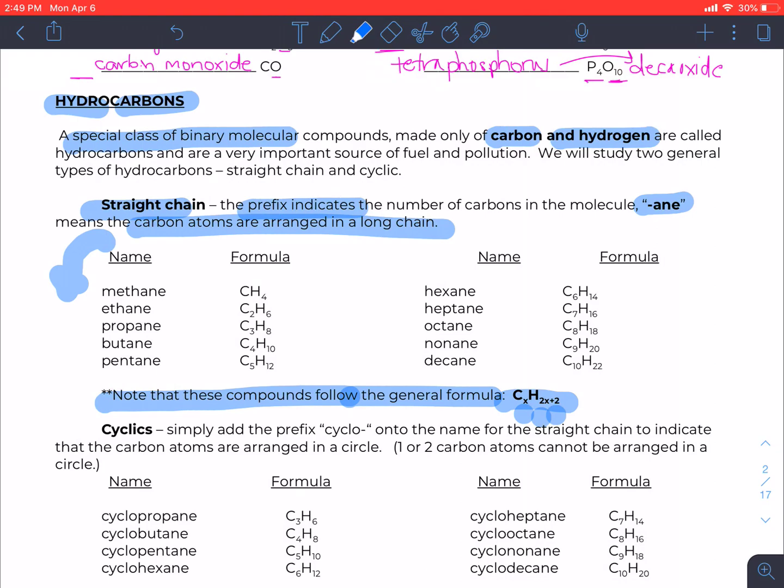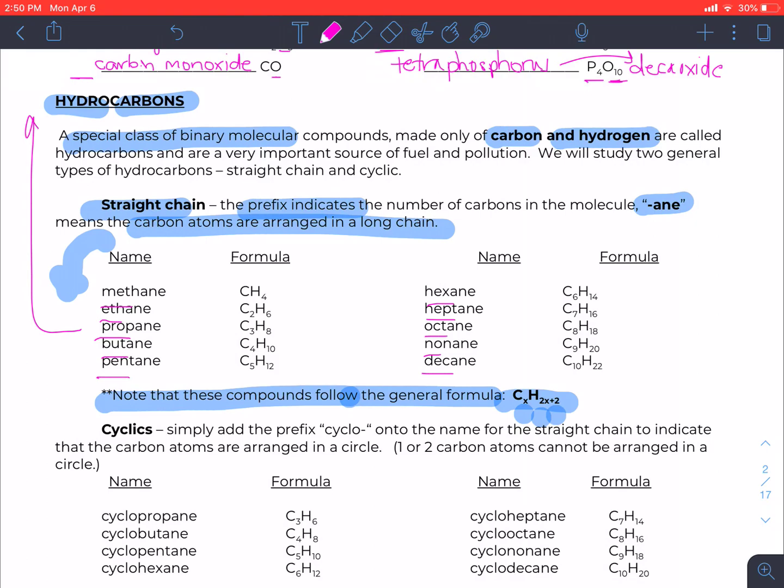Okay, so let's look at our prefixes. For 1 carbon, the prefix is meth, 2 carbons is eth, 3 prop, 4 but. Those 4 are different from your binary molecular compound prefixes that we just learned. But the rest of these should match up: pent, hex, hept, oct, non, dec, for 5, 6, 7, 8, 9, 10.